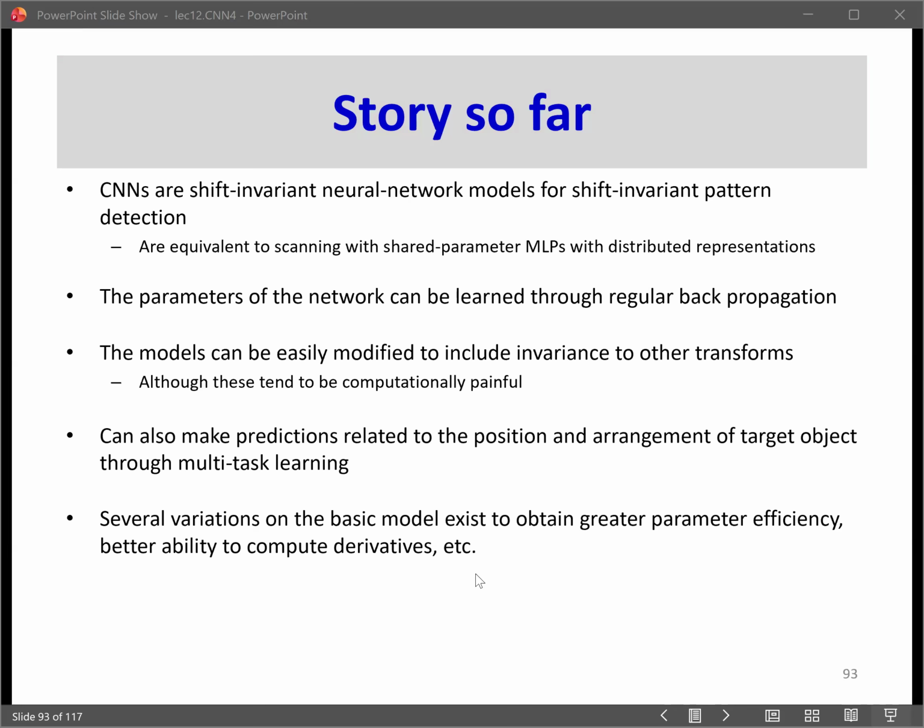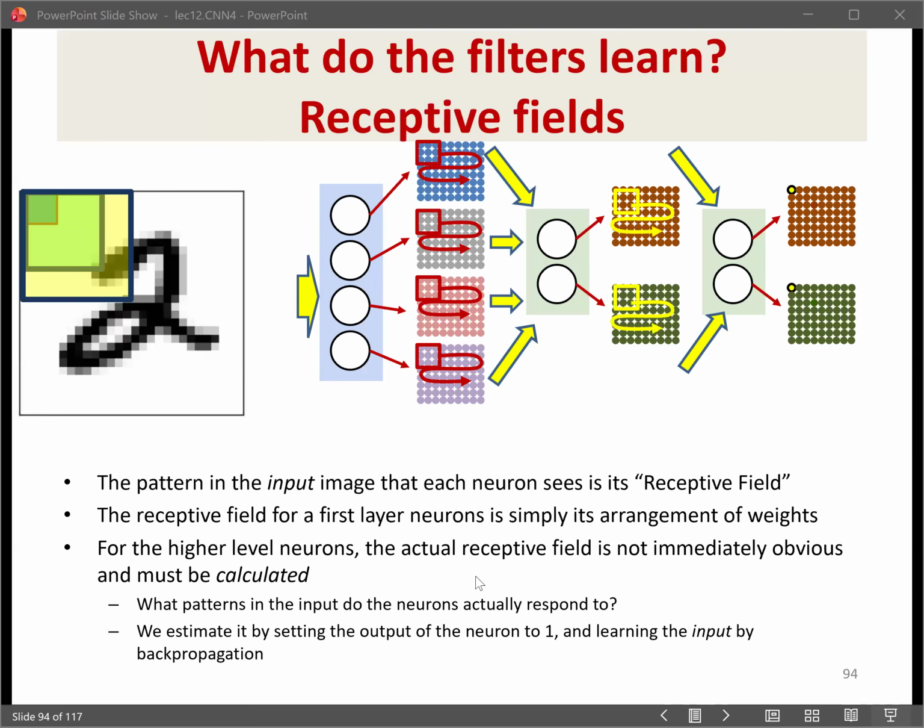This is the last bullet. What do the filters themselves learn? Going back to our second lesson on convolutional networks, there was a notion of a receptive field, which was the region of the input that each filter saw. But it also refers to the patterns that it detects. The pattern in the input image that each neuron sees is a receptive field, right?